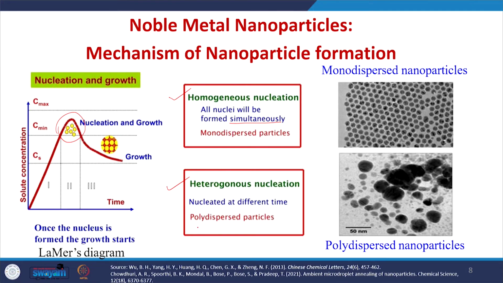In this case, you get the polydispersed particle. You can see that the particle size is different. Some are small, some are big. But in the case of homogeneous nucleation, you can get the uniform size nanoparticle. Let us see how to control the nanoparticle growth in solution.